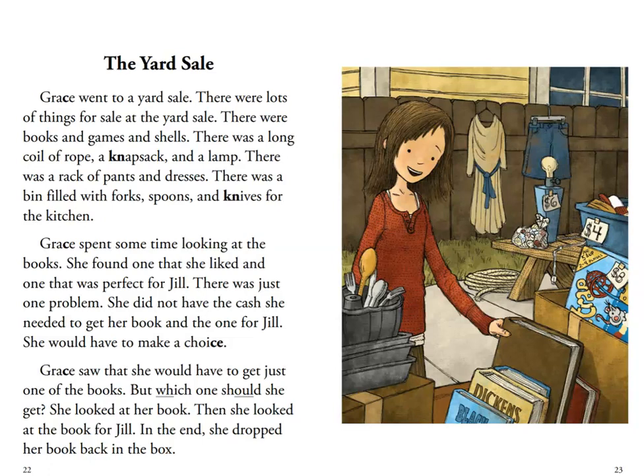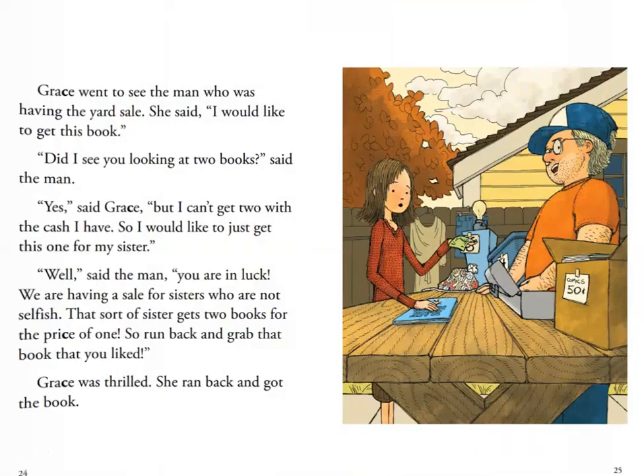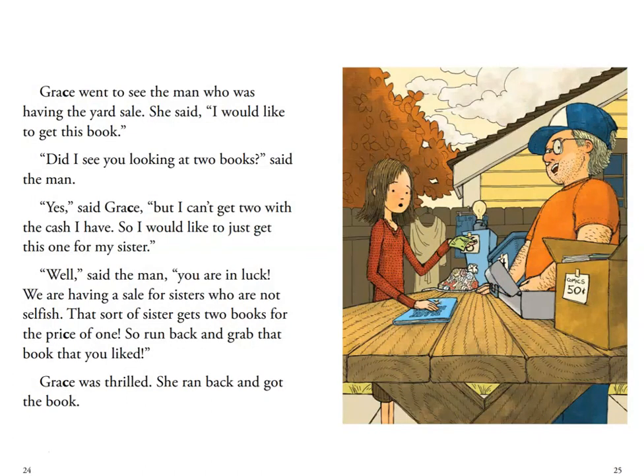She looked at her book. Then she looked at the book for Jill. In the end, she dropped her book back in the box. Grace went to see the man who was having the yard sale. She said, "I would like to get this book." "Did I see you looking at 2 books?" said the man. "Yes," said Grace, "but I can't get 2 with the cash I have, so I would like to just get this one for my sister."